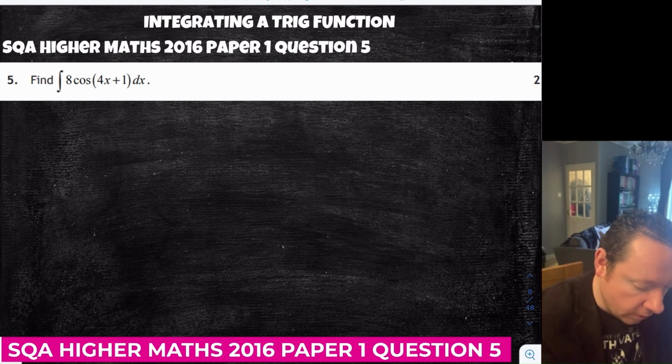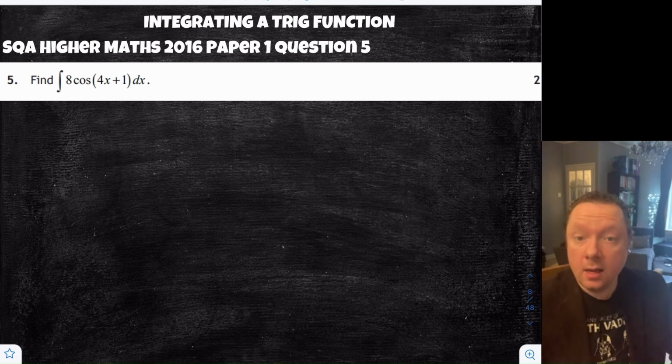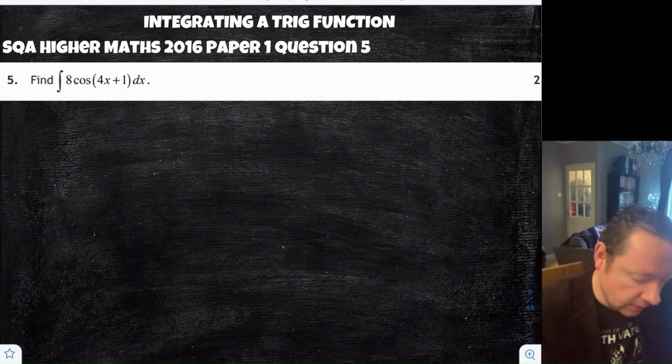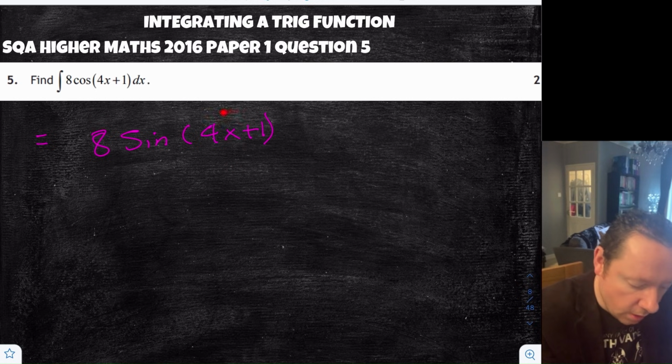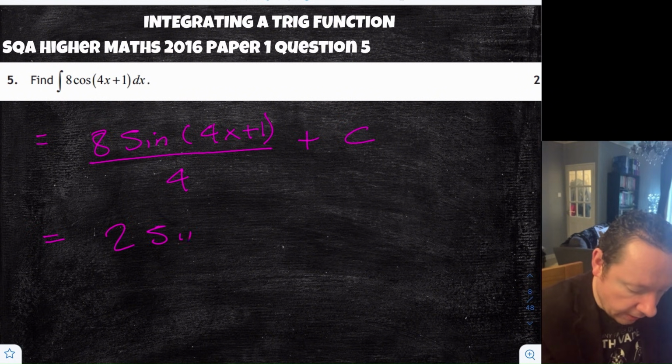Integrate 8 cos 4x plus 1, dx. Cos goes to sine, check the start of the exam paper, so that equals 8 sine, the whole function 4x plus 1. But then I need to differentiate 4x plus 1. Well, that's 4, and divide by that. So divided by 4, and don't forget your plus c. 8 divided by 4 is 2, so we get 2 sine (4x plus 1) plus c.